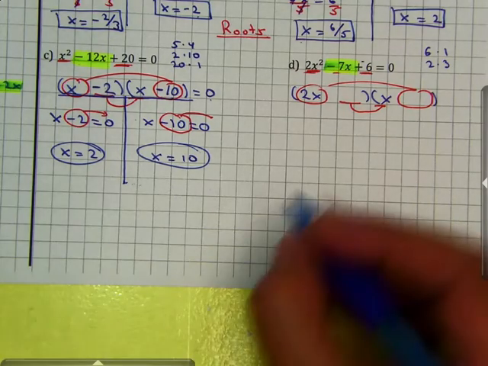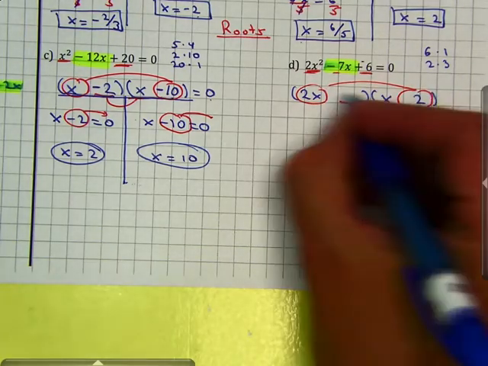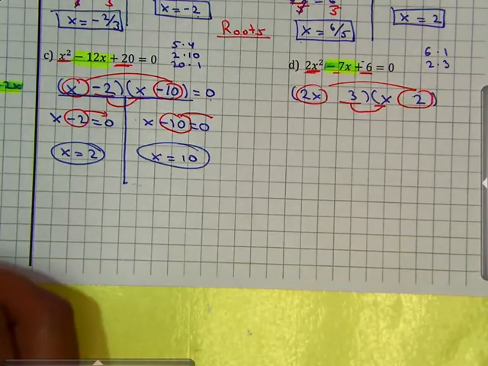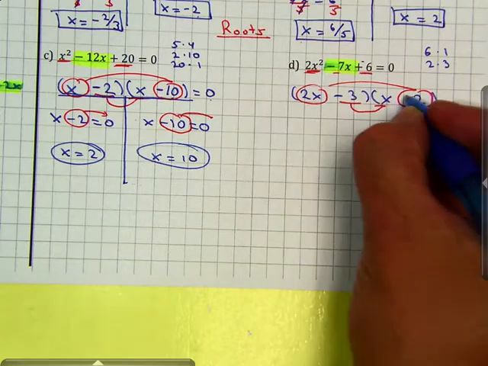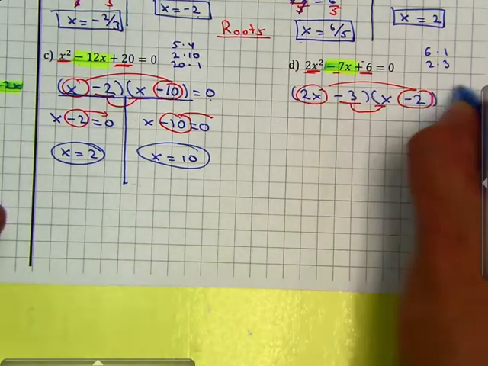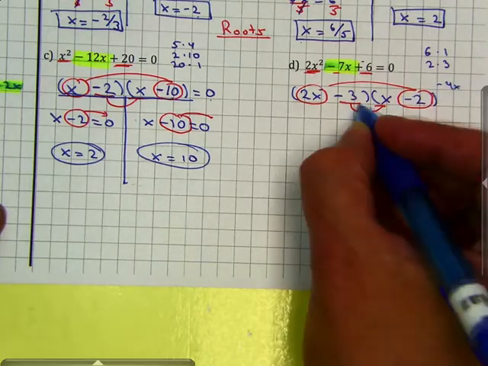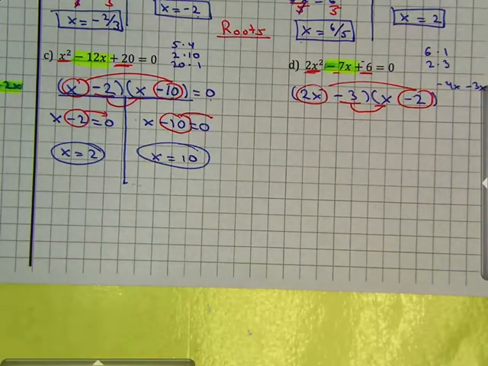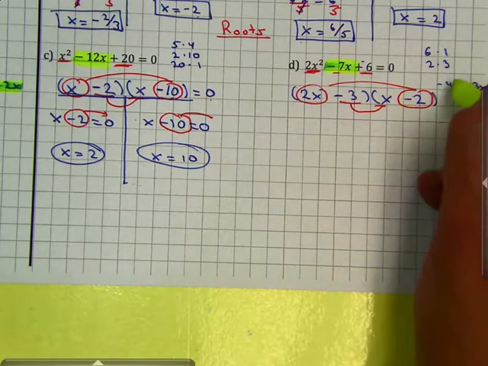Correct. You probably place your 2 over here because that gives you 4, and your 3 here because that gives you 3. And they need to add up to a negative 7, so they both should be negative. But you want to make sure that you check. 2x times negative 2 is negative 4x. Negative 3 times x is negative 3x. If you add them together, that gives you a negative 7x.